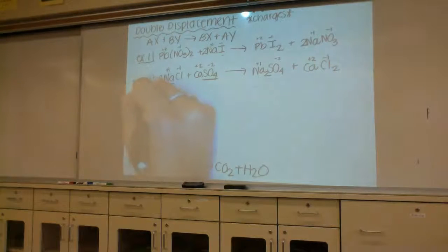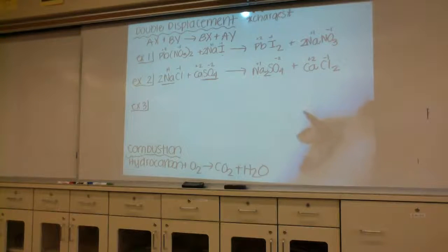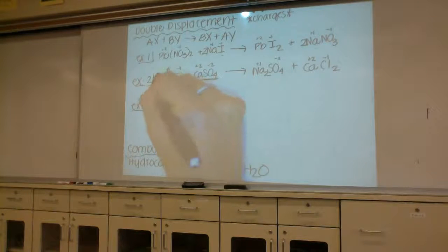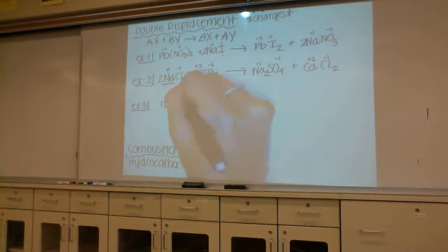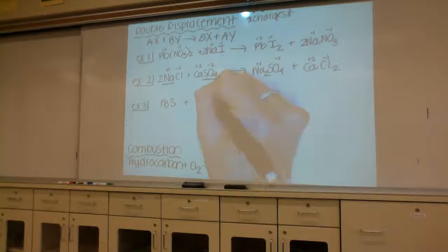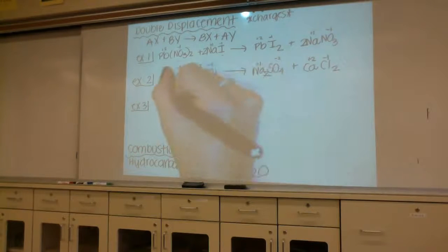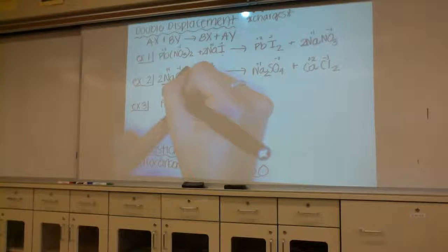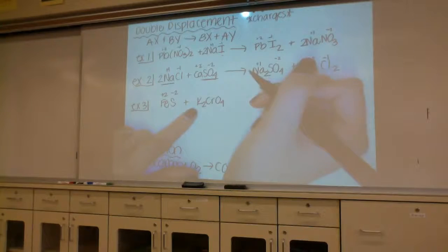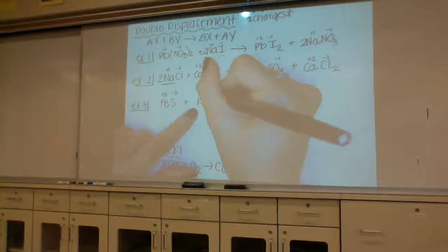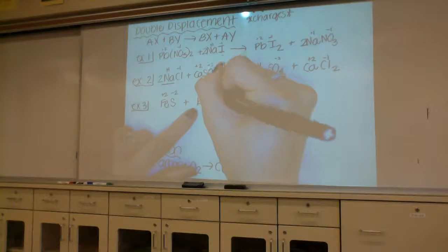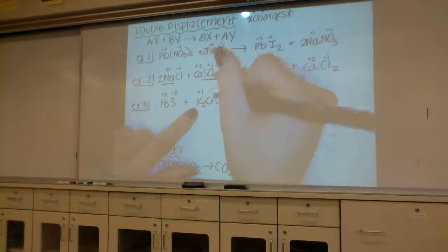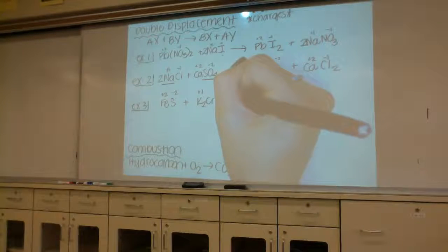Let's just walk through this last one together. If you guys are just, this is a review, then that's totally fine. Just keep on listening. We've got FeS plus K2CrO4. Fe has a charge of plus 2, if you look in your common charges. S has a minus 2, and then we have K is a plus 1, and then we have CrO4 to be a minus 2, okay?